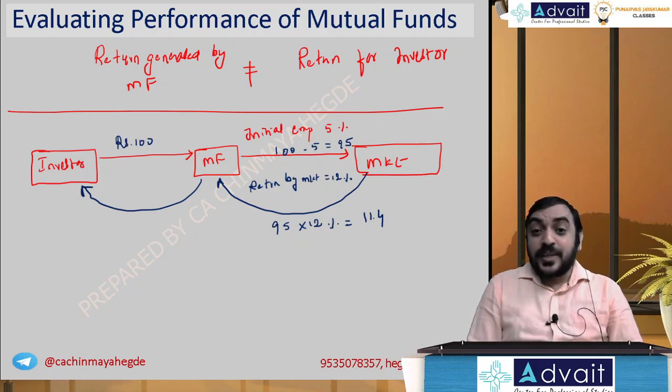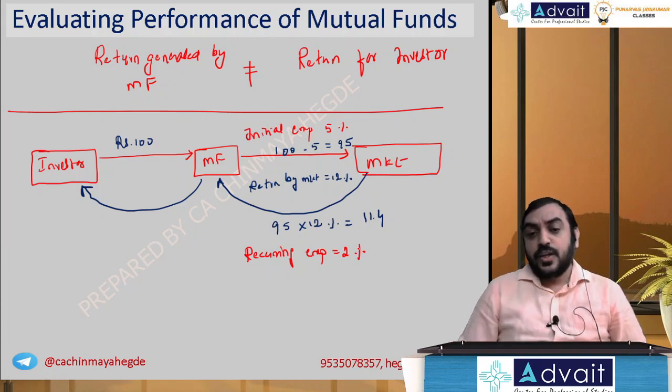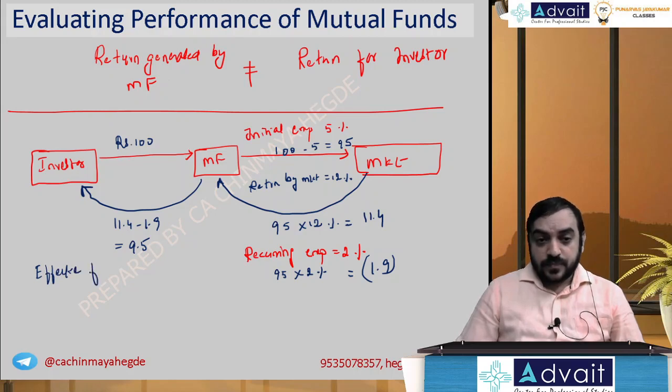Then what is that? You will be subtracting recurring expenses, the expense ratio, management expense that comes every year. So let's say recurring expense is 2%. So how much will you be paying him? You will not be paying the entire 11.4. So on 95, you apply 2% expense. You subtract 95 into 0.02, that is 1.9. So what is remaining is 11.4 minus 1.9, that is 9.5. So what is the effective return for the investor? Effective return for the investor is 9.5.